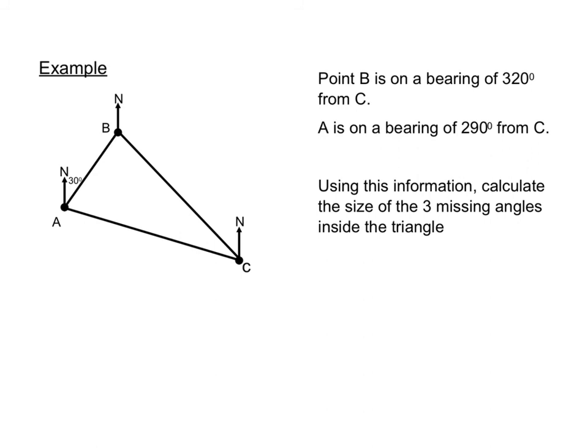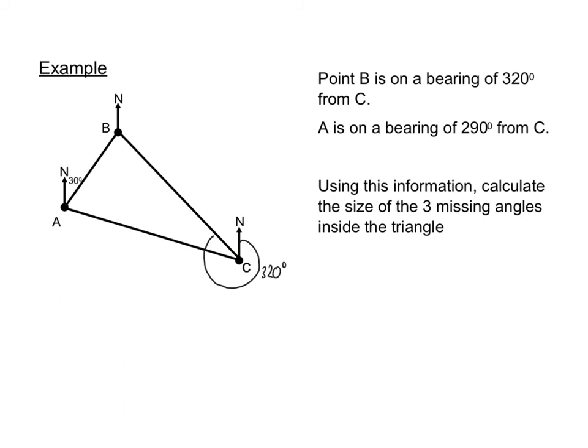So let's start off with our bearings information. Point B is on a bearing of 320 from C. So again, we're talking about that word "from" being important. From C means I'm measuring the bearing from here. I'm measuring clockwise from north until I hit the line that points towards B, which is here. So point B is on a bearing of 320 from C. We can draw that in as this angle here being 320 degrees. So a bearing from C going around until I hit the line which leads to B.